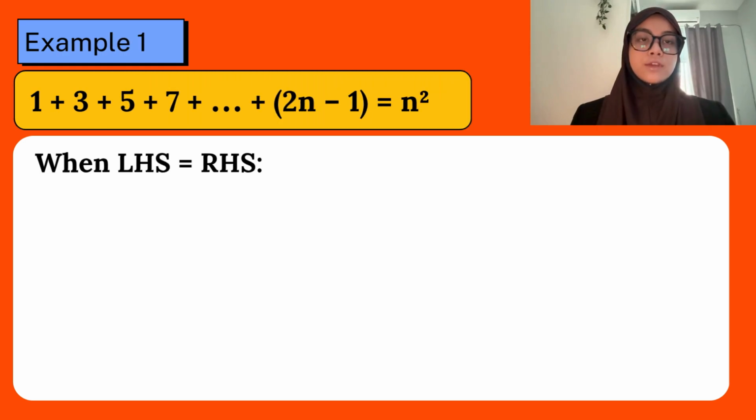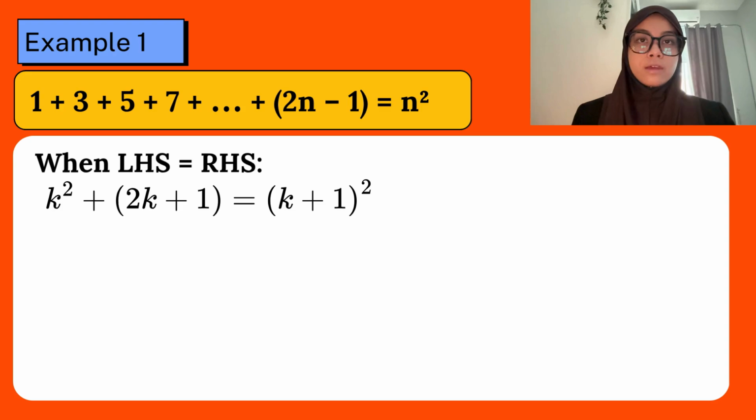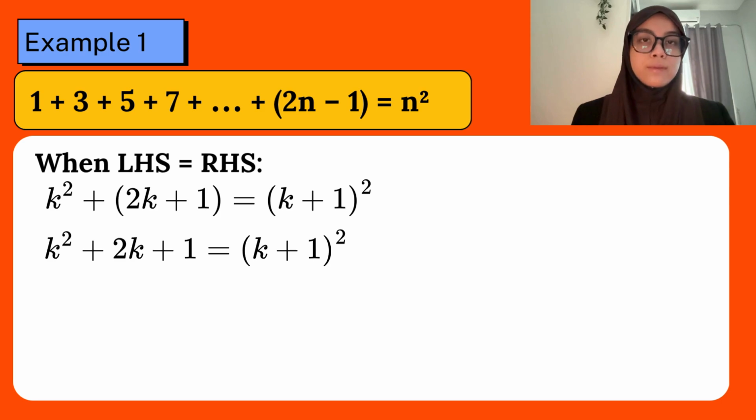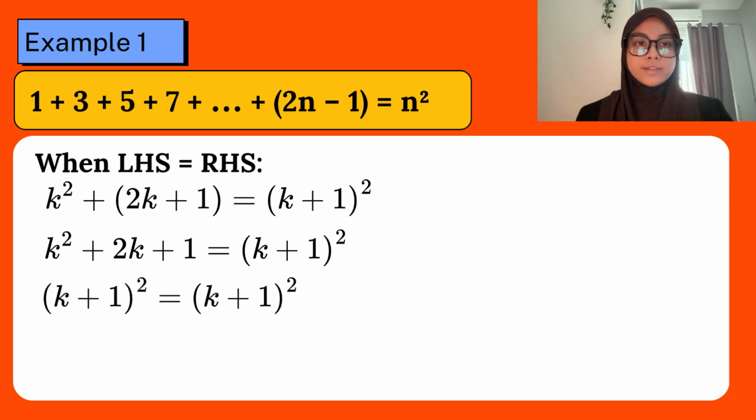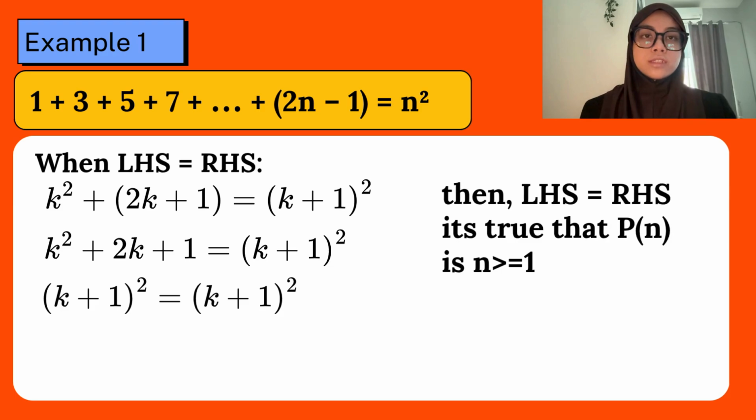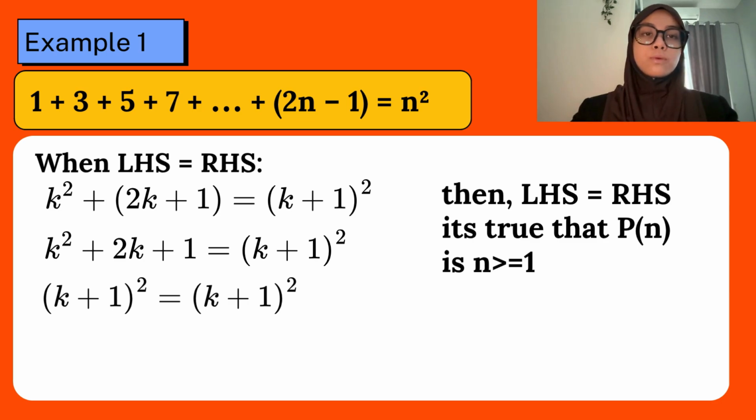Next, starting from the left hand side, we replace the first part using P of k. So the expression becomes k squared plus 2k plus 1. Now we simplify it so it becomes k plus 1 squared. So the final answer is exactly the right hand side of P of k plus 1. Therefore, P of k plus 1 is proven. Since we have successfully completed both the basis and the induction step, the statement is true for all positive integers.